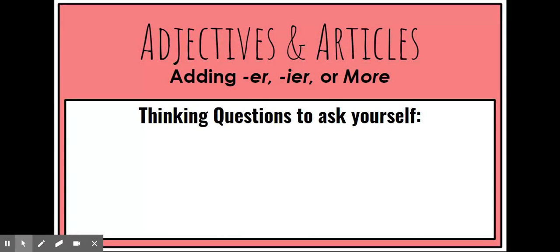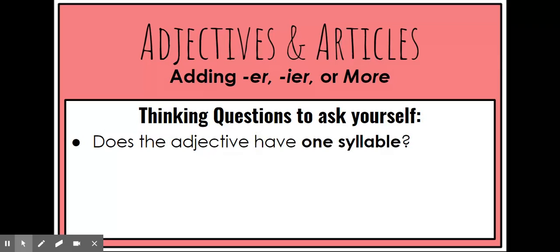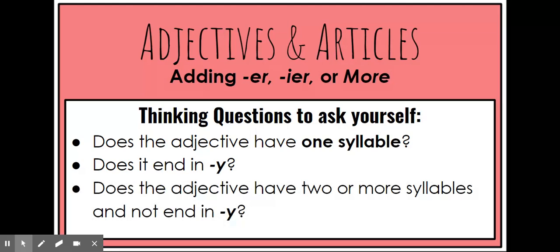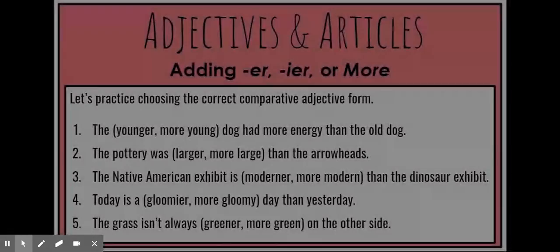So, thinking questions to ask yourself when deciding how to spell or which comparative adjective to use. Does the adjective have 1 syllable? For most of these, we add just the suffix er. Does it end in y and possibly have 2 syllables? If that's the case, we may change the y to i and add er. Does the adjective have 2 or more syllables and not end in y? In this case, we would use the word more in front of the adjective.